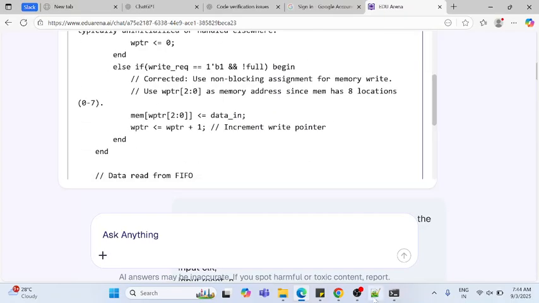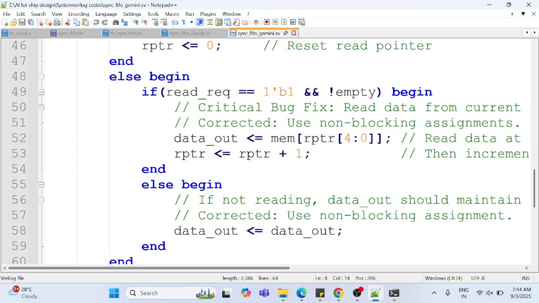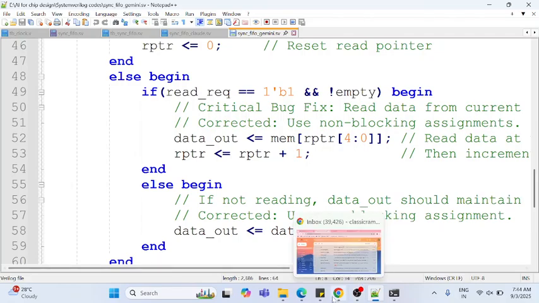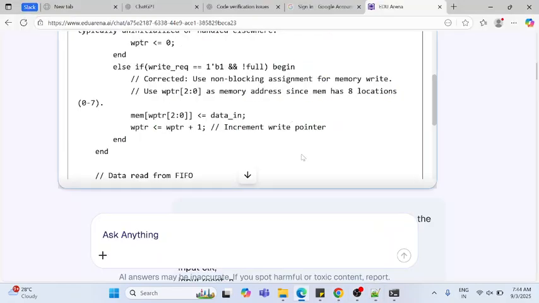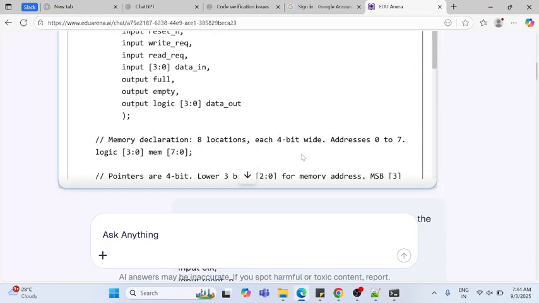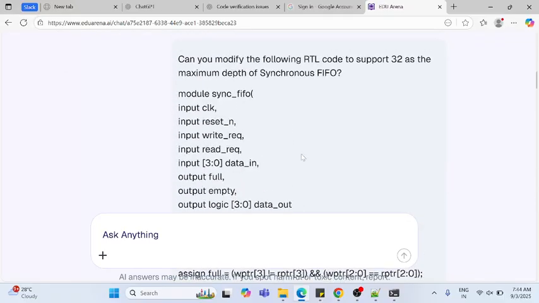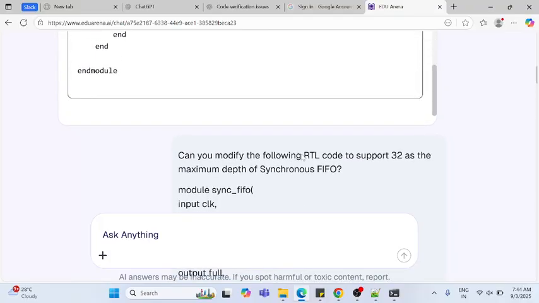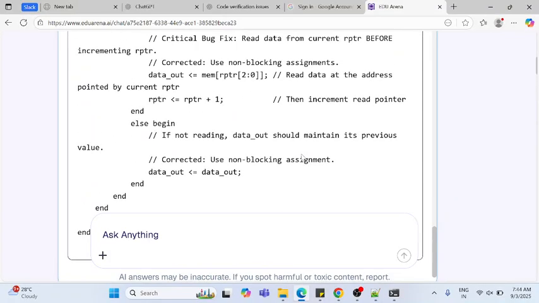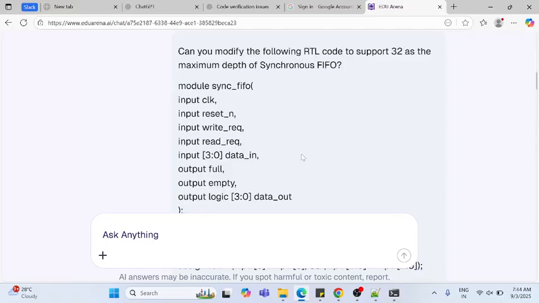So this is generated by Gemini. Let us see this code actually. Output full and output empty. So now it has corrected it. Let us not check this further. Only two conditions it has corrected.